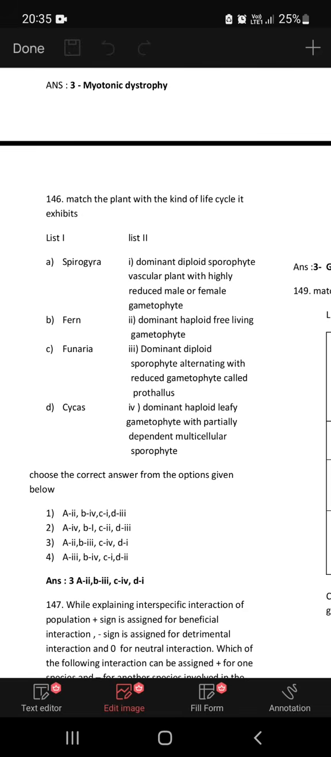The answer for Spirogyra is dominant haploid free living gametophyte. Spirogyra is an alga. For fern, the third option: dominant diploid sporophyte alternating with reduced gametophyte called prothallus, a heart-shaped structure. Both sporophyte and gametophyte are independent. So the third option is correct for fern.